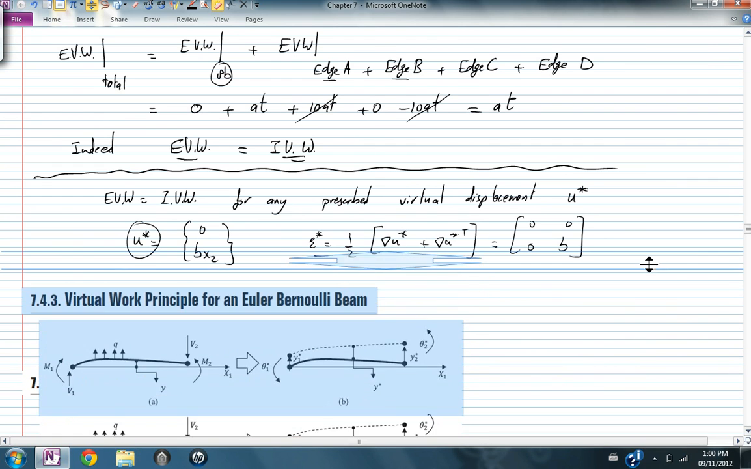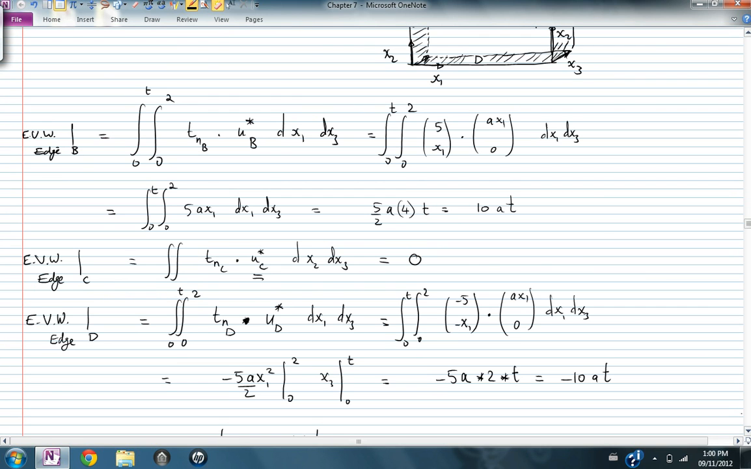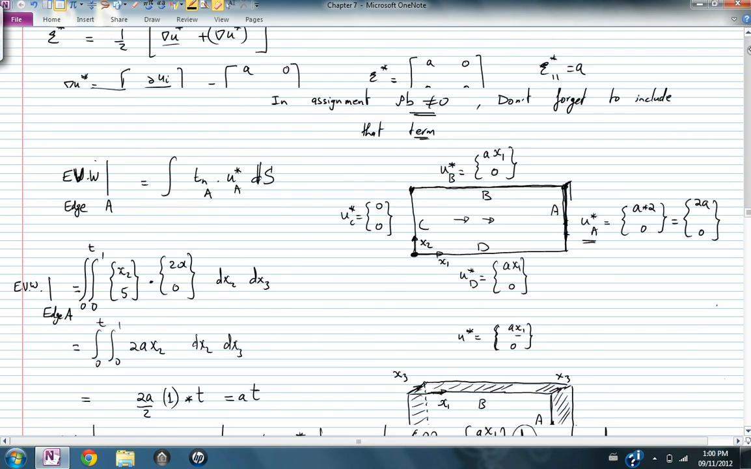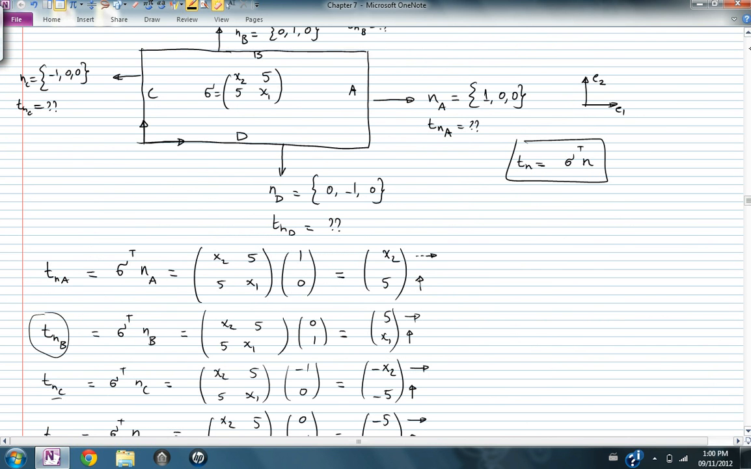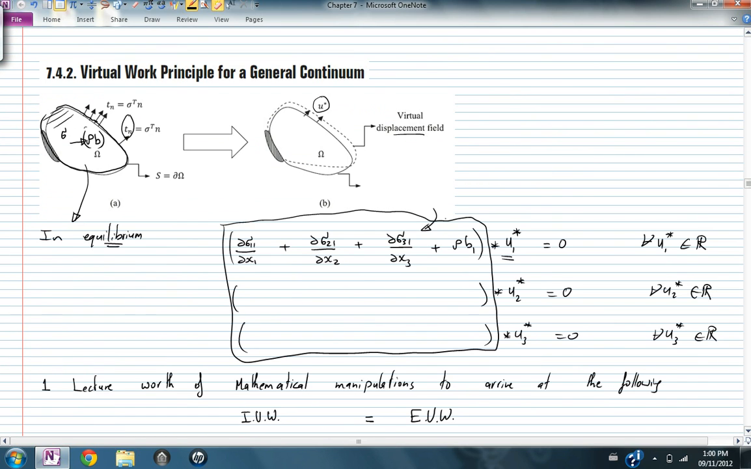The same principle can be applied in beams, but starting with different equilibrium equations. Let's just look at them. In a continuum, the equilibrium equations look like this: partial sigma 1 by partial x1, and so on.